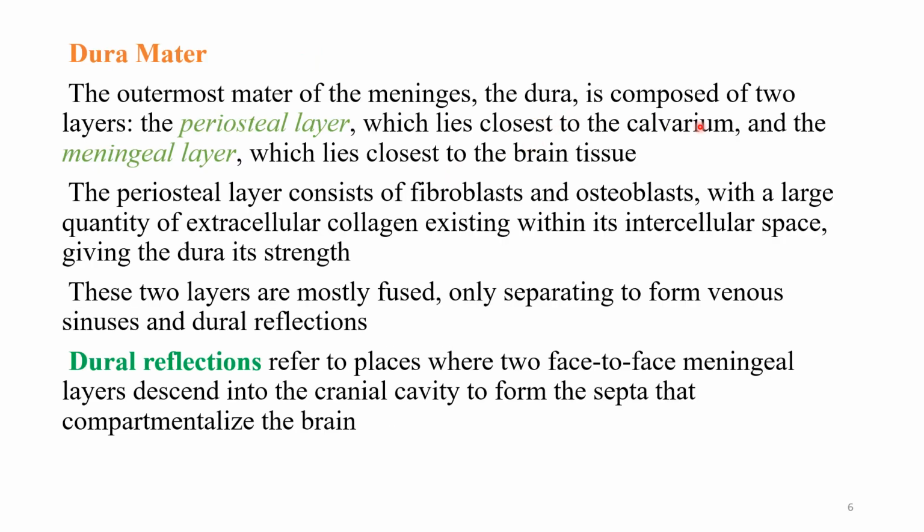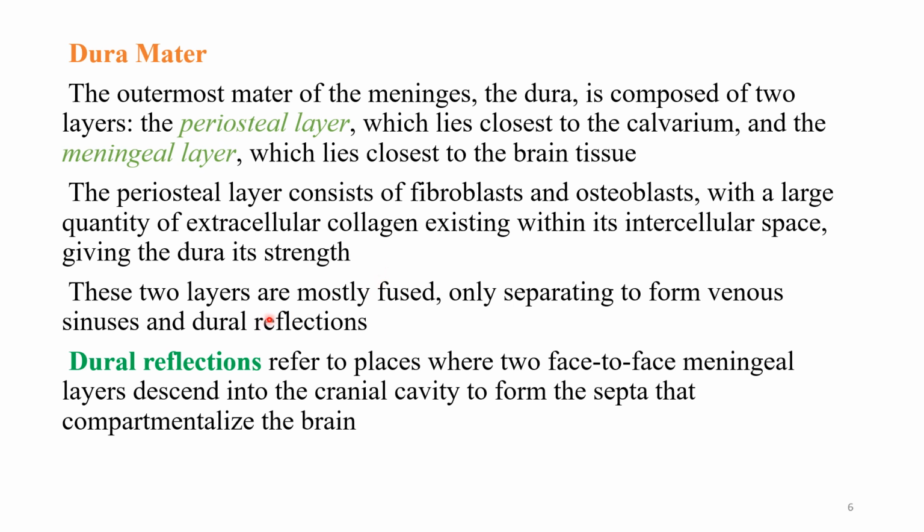This dura mater is composed of two layers. The first one is the periosteal layer. It lies closest to the calvarium, that is the skull bone. And the second one is the meningeal layer, which lies closest to the brain tissue. The periosteal layer has fibroblasts and osteoblasts, and a large quantity of extracellular collagen existing within its intercellular space. So, it has fibroblasts and osteoblasts, and in between them we have collagen. This will give the dura its strength.